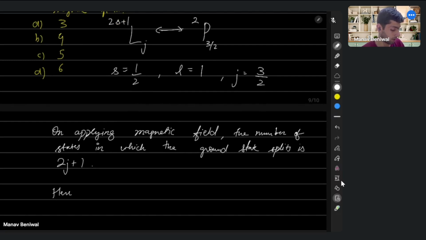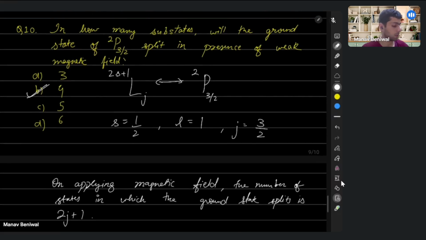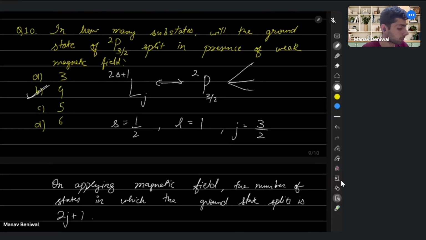Now here J is 3/2, which implies 2J plus 1 is 2 into 3/2 plus 1, where the 2 cancels, which becomes 4. So the correct option is 4. So this will split into 4 states like this. On applying a magnetic field, we'll get 4 states.